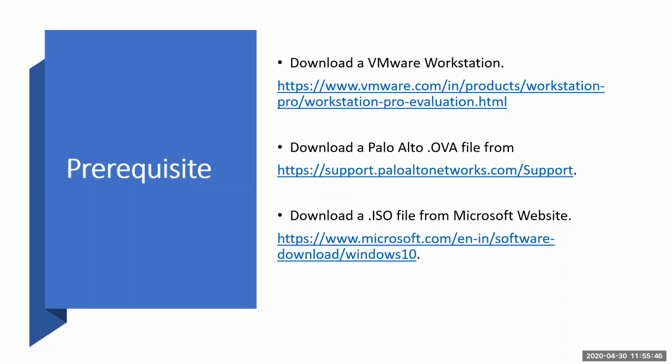The third one is to download an ISO file from the Microsoft website. You just need to type on Google that you need to download an ISO file from Microsoft. It will redirect you to the Microsoft site. There you will be able to download a media tool. I'll show you this later on in this video also.